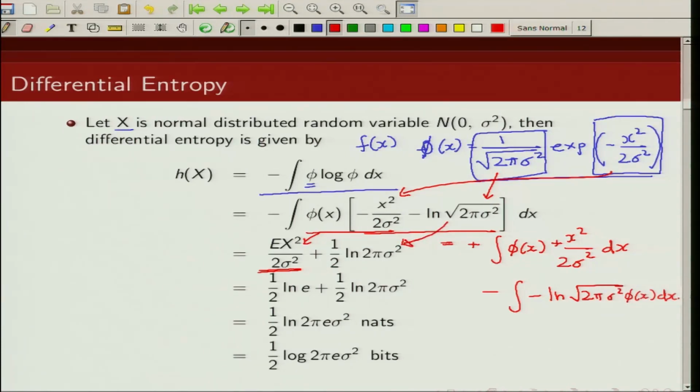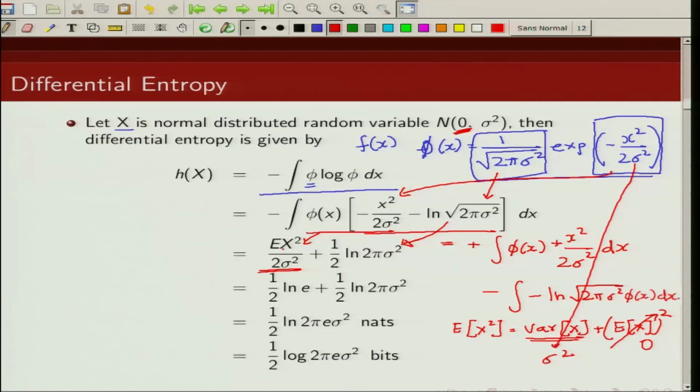Now what is the expected value of x square? That's given by the variance of x plus the expected value of x, whole square. Now what is the expected value of x? That is 0. So this term is 0 and the variance is given by sigma square. So then the expected value of x square is given by sigma square. So sigma square cancels out. What we'll get is half.